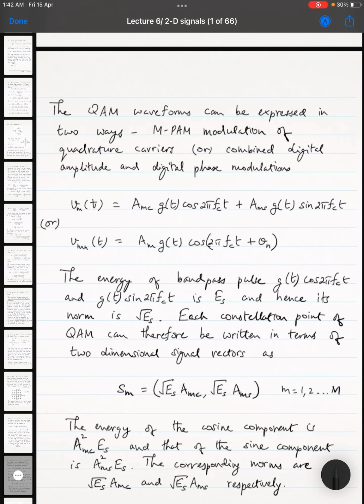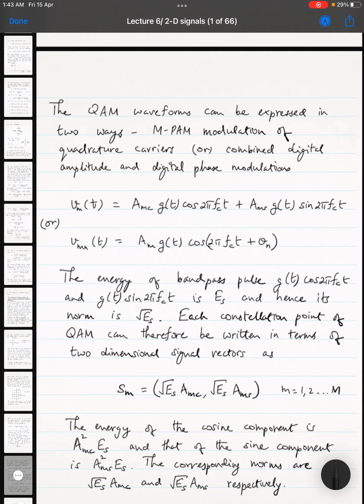Okay, so now if you talk about the energy of the bandpass QAM signal, if you look at the bandpass pulse itself, g of t cosine 2 pi fc t and g of t sine 2 pi fc t, that is going to be ES. So its norm is going to be root ES. But what happens is each constellation point is further having an amplitude modulation associated with it. So we have this root ES getting multiplied with AMC and AMS respectively. So each constellation point can be represented in terms of these points as root ES into AMC and root ES into AMS.